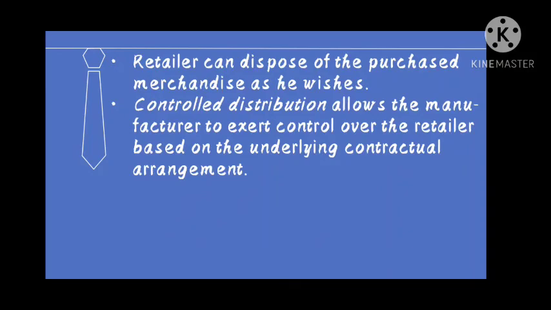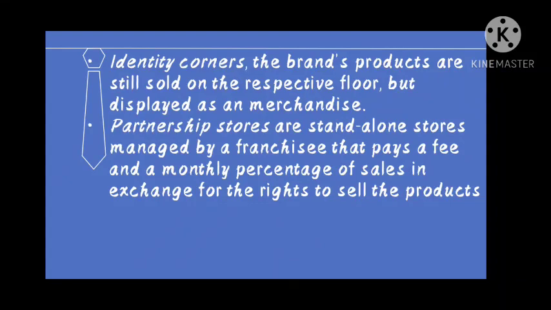Next, controlled distribution allows the manufacturer to exert control over the retailer based on the underlying contractual arrangement. The manufacturer has the power to make all important decisions about the way that it is run. Then the retailer must abide by what is said in the contract. Next, identity corners. The brand's products are still sold on the respective floor but displayed as branded merchandise.